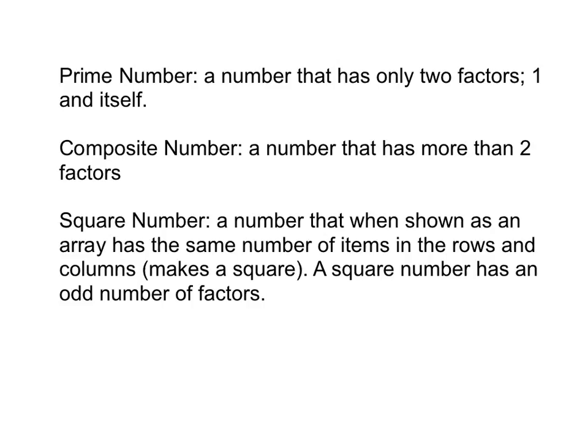A prime number is a number that has only 2 factors, one and itself. Composite numbers always have more than 2 factors. And a square number is a number that has an odd number of factors and has the same number of items in each of the rows as it does in the columns. It makes a square.